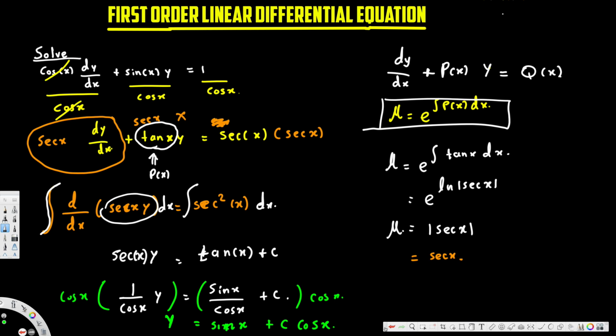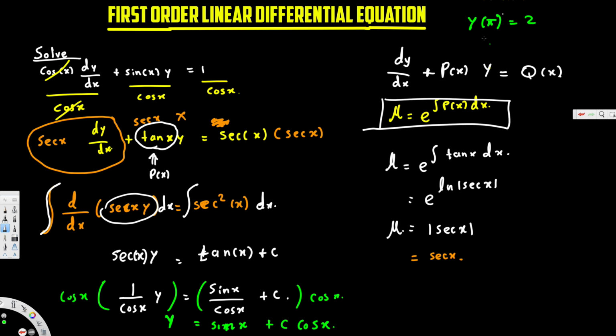But in case the question has something like, for example, an initial value problem, they are going to give something like y of pi is equal to 2. If they give something like that and ask you to find the particular solution, because if they don't, we will have a general solution for the differential equation. But if we have some value like this, we have to find the particular solution. Here, y of pi is equal to 2.